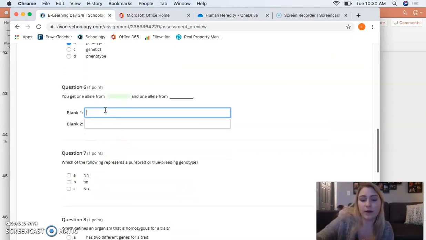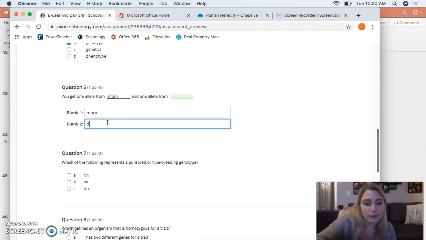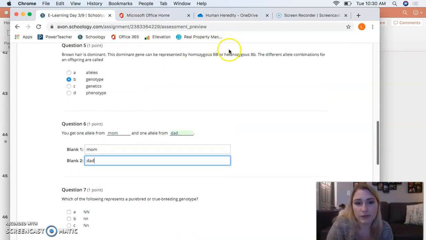Okay, number 6. You get one allele from mom, one allele from dad. It's why we have two alleles in every single situation. One of them you got from mom, one of them you got from dad.